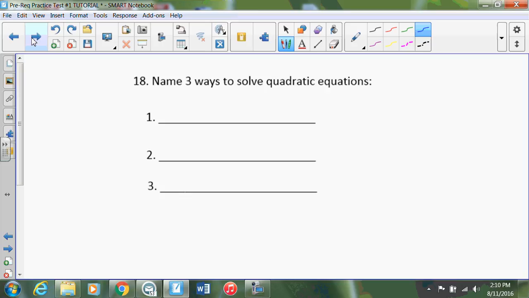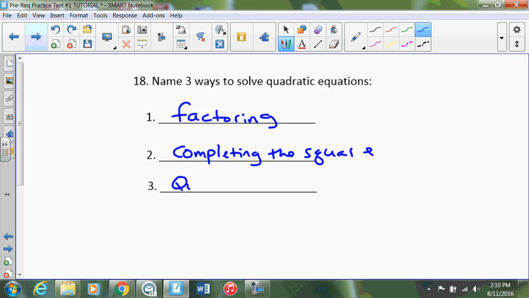Let's go to 18. Name 3 ways to solve quadratic equations. Okay, we've got factoring. We've got completing the square. And we've got quadratic formula. Sometimes we can actually use a graph of a quadratic to solve it, but that's not true for every single point on the quadratic. Kind of hard to estimate looking at a graph.